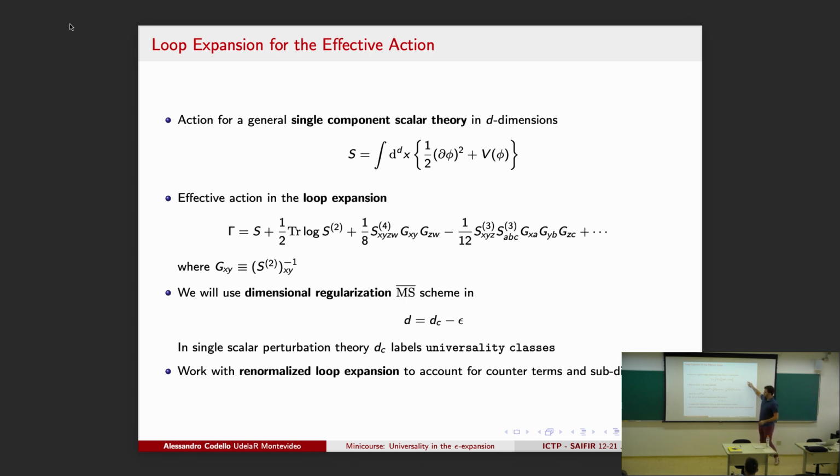Then, as we have learned in quantum field theory, we construct the effective action. So we have, this is like a fluctuation.